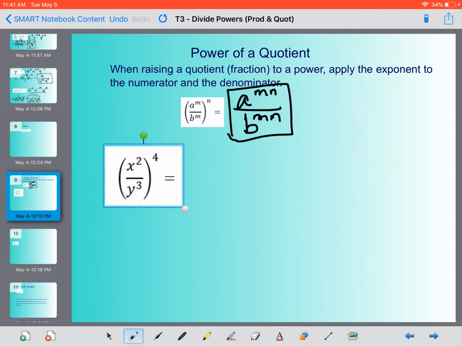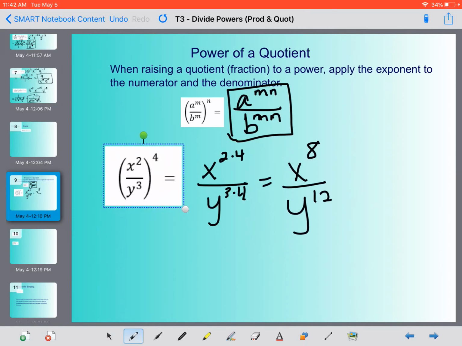So here we have x squared divided by y to the third power, all raised to the fourth power. That means you're going to have x squared times 4, but you also have y to the third times 4. So that's x to the 8th divided by y to the 12th. Since x and y are different bases, you cannot combine them, and that is your final answer.